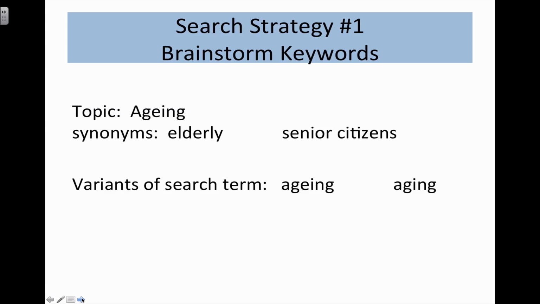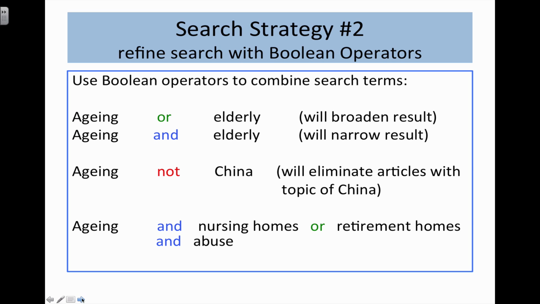To begin with, I want to just remind you of a few search strategies that you can use. For instance, if you have the topic of aging, one of the tips would be to look at your research question and see what kinds of synonyms you can brainstorm, other ways to search for that term. So for the topic of aging, you might brainstorm synonyms like elderly or senior citizens. Also think about other ways that term might be spelled. Ageing with an E is a more British spelling. Aging with an I is the American spelling.